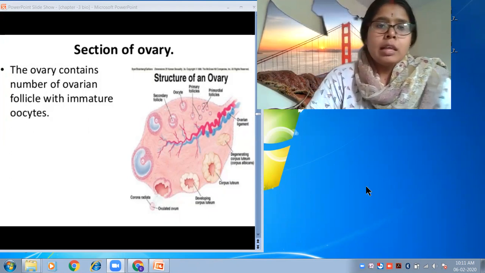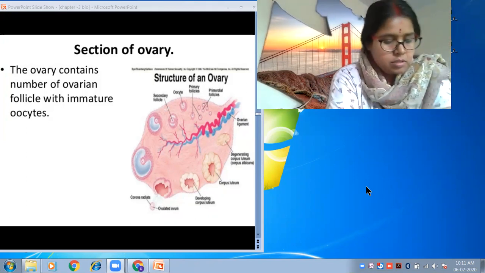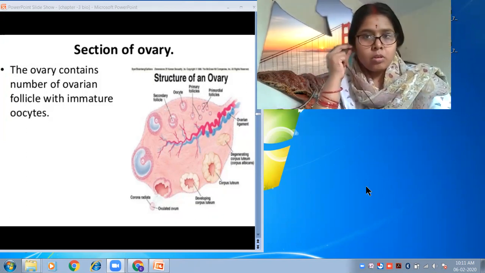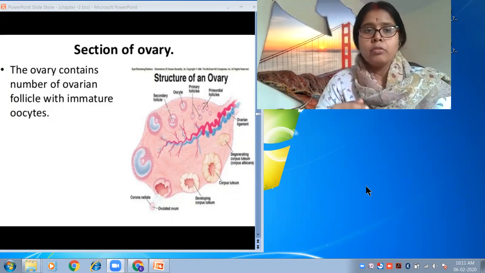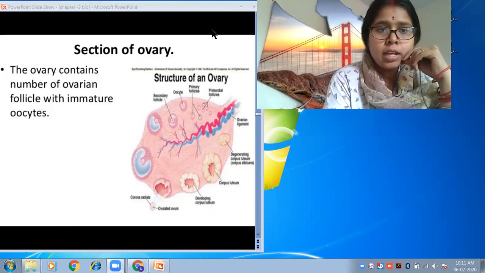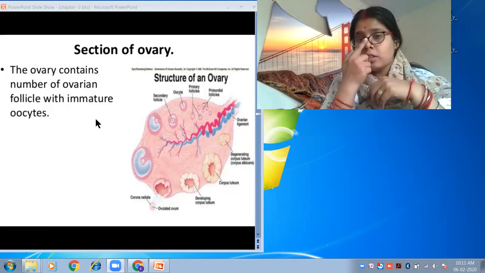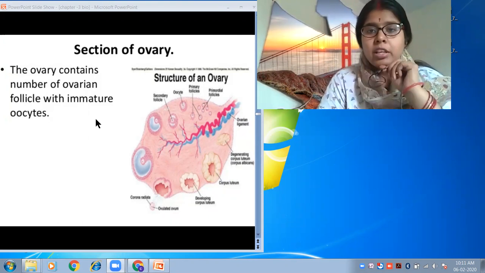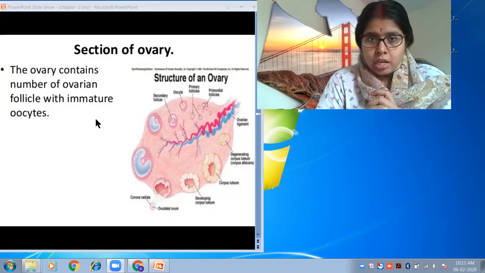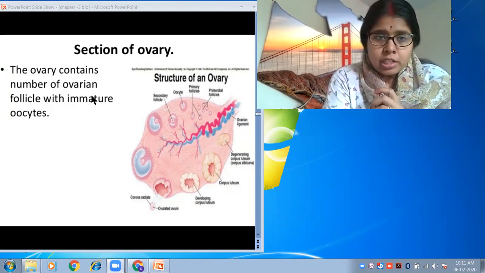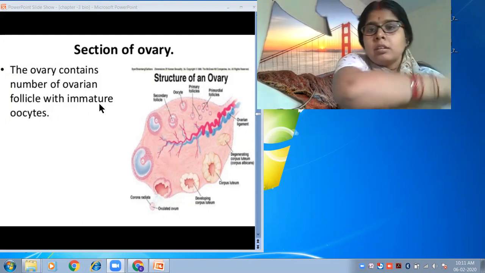When you take the longitudinal sections of the ovary, you find the internal structure. The ovary contains a number of ovarian follicles with the oocyte. Generally the ovary contains ovarian follicles in an immature state, not in the mature form, as found in the transverse sections of the ovary.